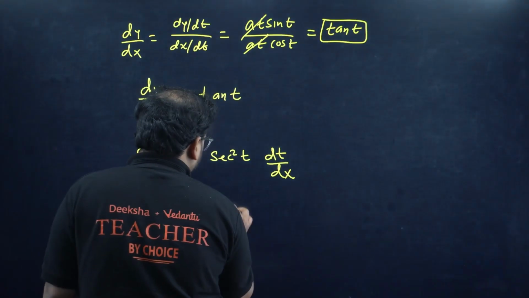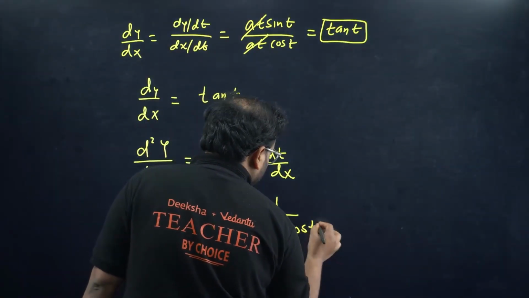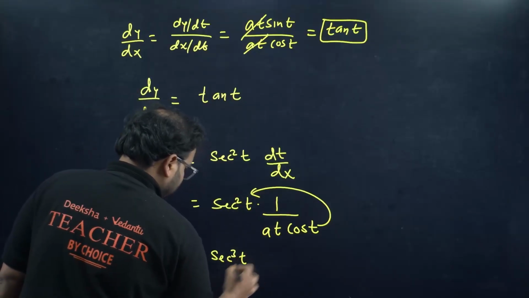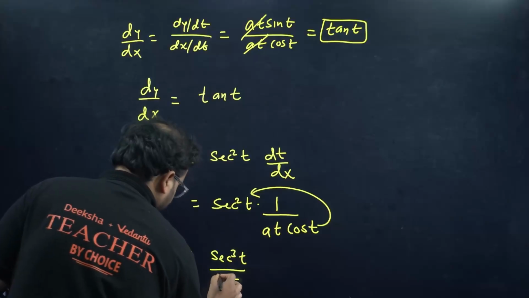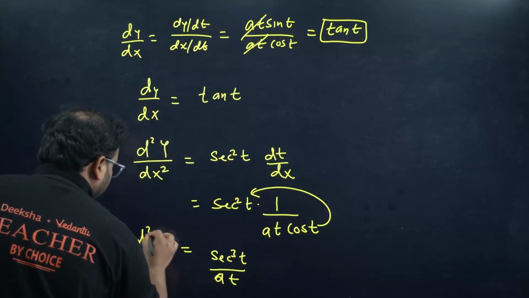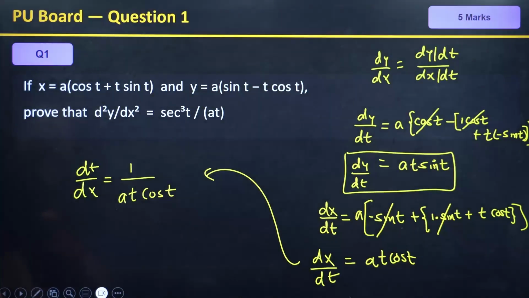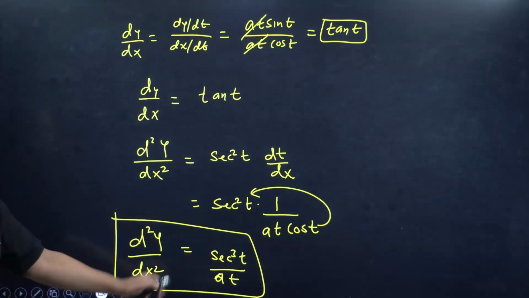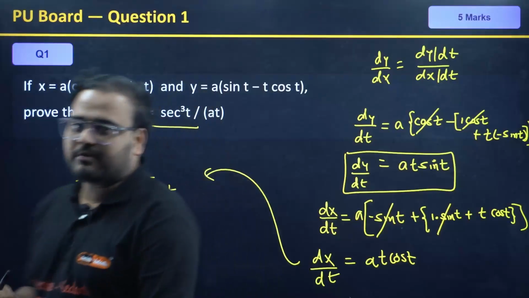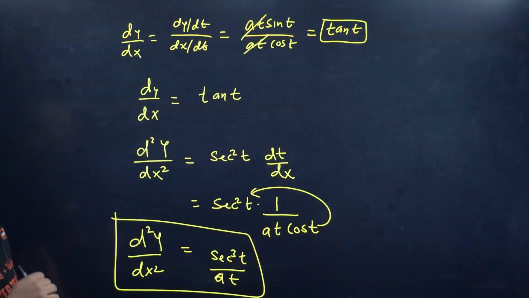Okay. Put the value over here. Secant square t times 1 upon a t cos t. Cos goes up, becomes what? Cos will become sec again. Sec cube t upon a t. This is the value for the second derivative. Let's just cross check this part. Check. Sec cube t upon a t. We have to prove that only. So this is the question that carries 5 marks in your boards. Parametric form application alongside second order derivative. Okay, this is clear, right?